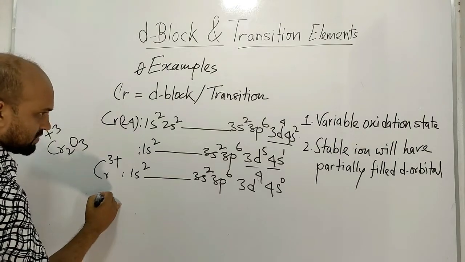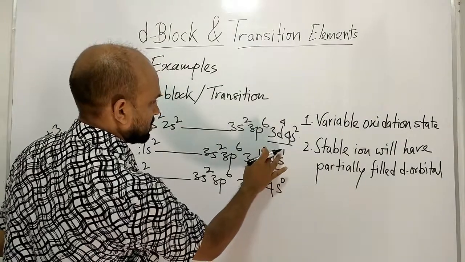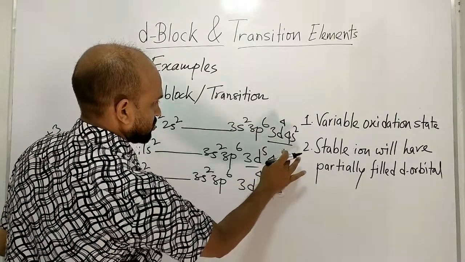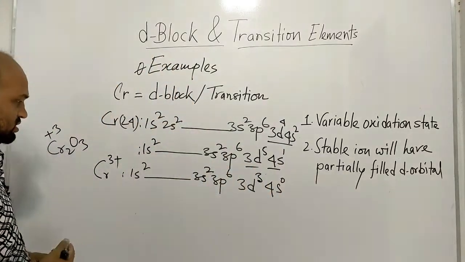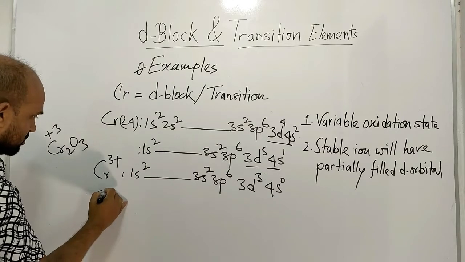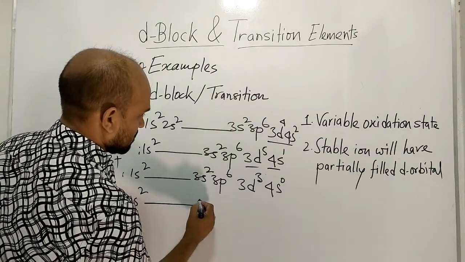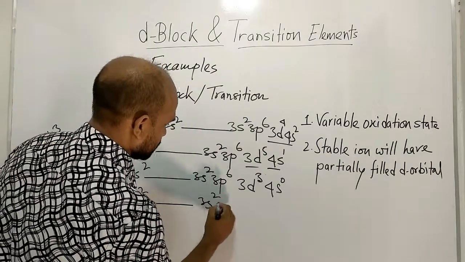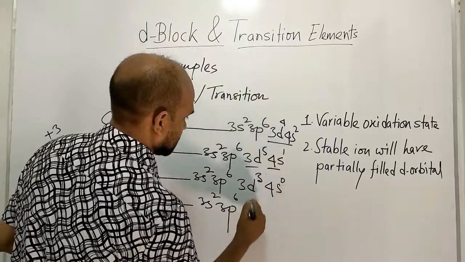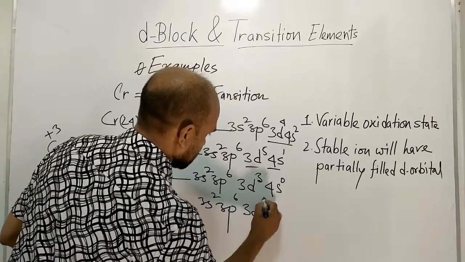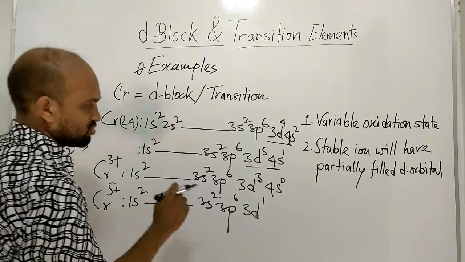Another compound, let's see, 3 plus: 1 electron from here, 2 electrons from there, so it will be 3. Chromium 5 plus: 1s2, 3s2, 3p6. Five plus means how many left? 5 electrons removed from the 6, so 3d1.